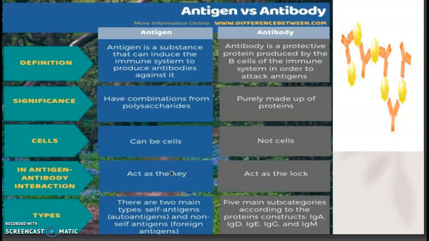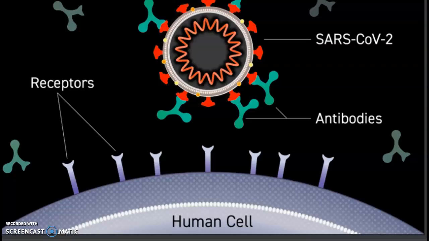If we check the types of antigens, mainly there are two types: self antigens and non-self antigens. Self antigens occur whenever any autoimmune disease occurs, whereas foreign antigens, which are non-self antigens, are like pathogens. In the case of antibodies, there are 5 types present in our body, that is immunoglobulin A, D, E, G and M.